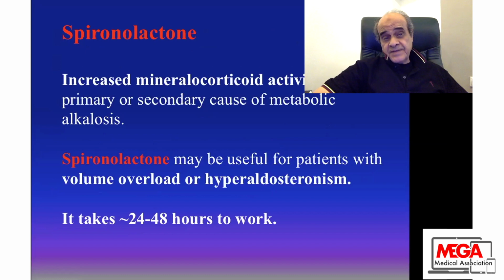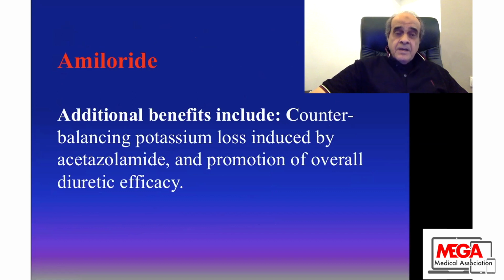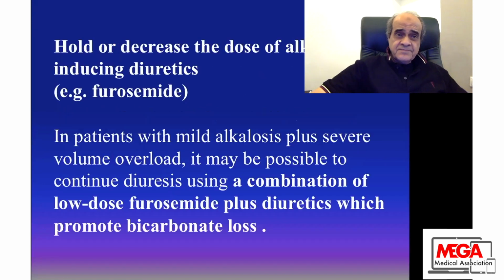Spironolactone, an aldosterone antagonist, is very specific here. Increased mineralocorticoid activity is one of the main causes of metabolic alkalosis, and so spironolactone may be useful for patients with volume overload or hyperaldosteronism. But it takes time to give an effect, about 24 to 48 hours. Amiloride really is additional, it gives additional benefit. It preserves potassium and can potentiate the action of other diuretics.